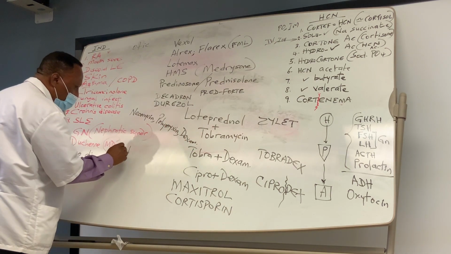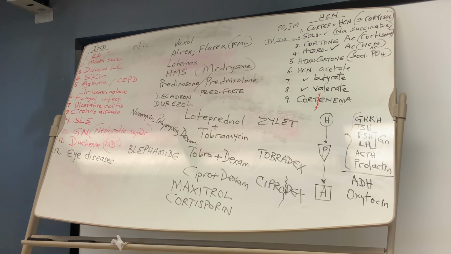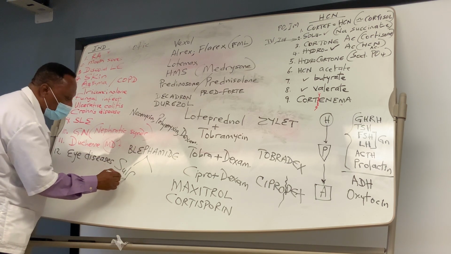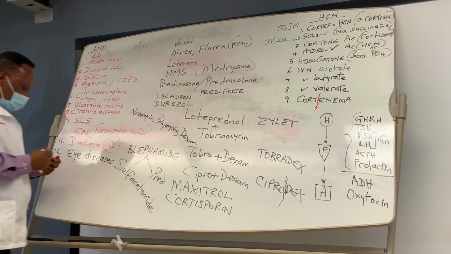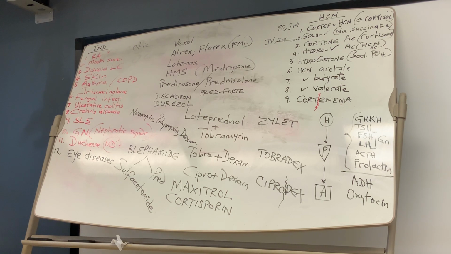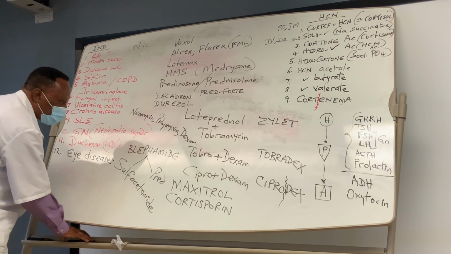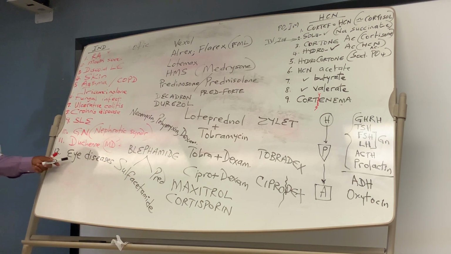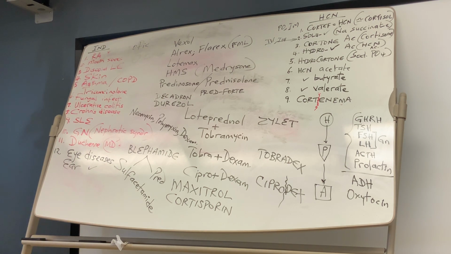Blephamide is another one that we can mention. Blephamide contains prednisolone, and it's combined with sulfacetamide. Sulfacetamide, of course, is one of your sulfur drugs that you use for bacterial infections, particularly in the eyes. So those are some preparations that are used for eye diseases, and I say also for ear diseases, depending on what the patient has.